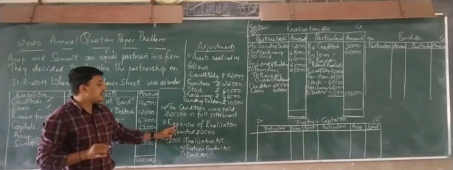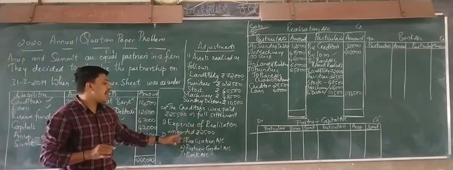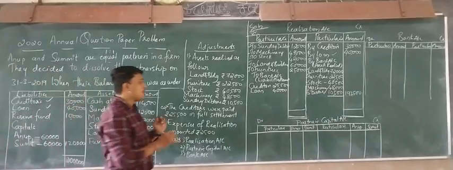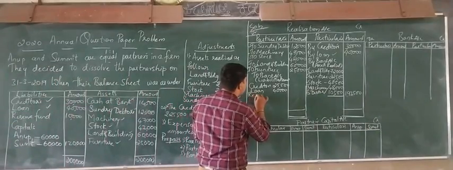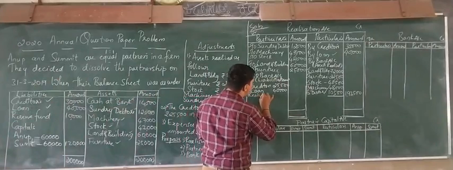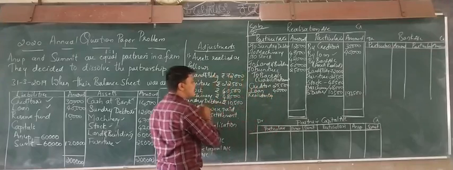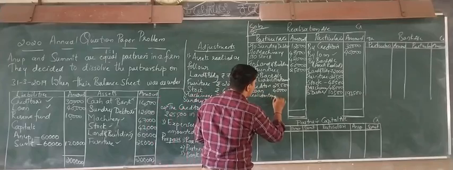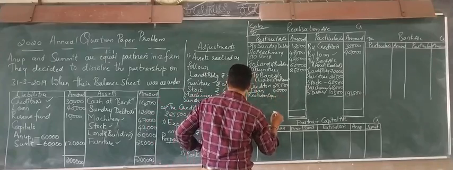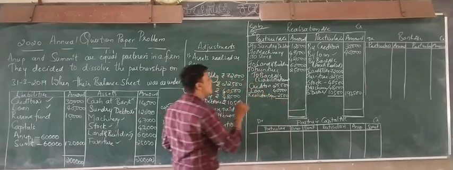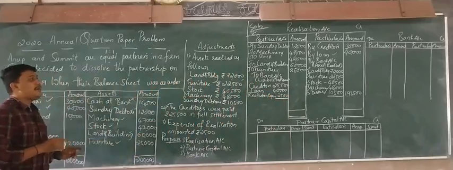See the next one, that is expenses of realization amounted to rupees 2,500. So they have realization expenses. Realization expenses should be treated as a liability and recorded here. What is the value of realization expenses? That is 2,500. So you just need to make a total of this. All the liabilities are over.